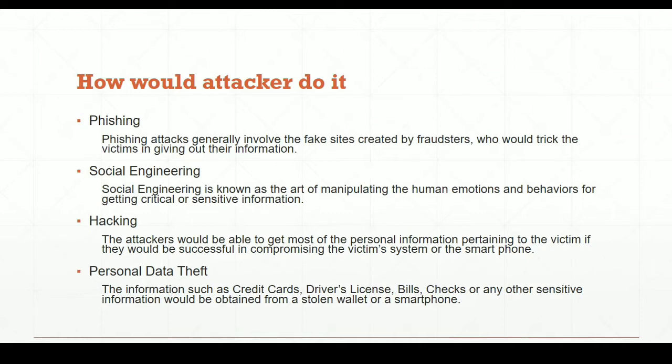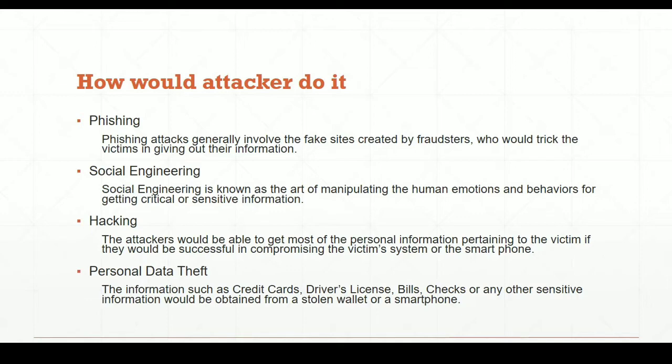So these are four of the major ways the attackers generally try to do the attack. The first would be phishing. Phishing attacks generally involve fake sites created by the fraudsters or the attackers who would trick the victims into giving out their information. The next would be social engineering. Social engineering is known as the art of manipulating human emotions and behaviors for getting critical or sensitive information. Hacking. The attackers would be able to get most of the personal information pertaining to the victim if they are successful in compromising the victim's system or the smartphone.